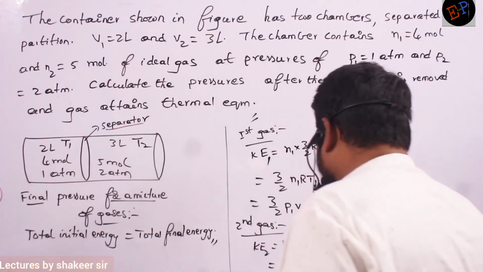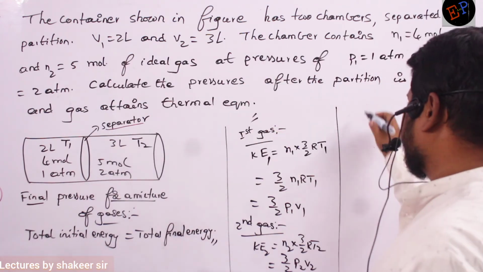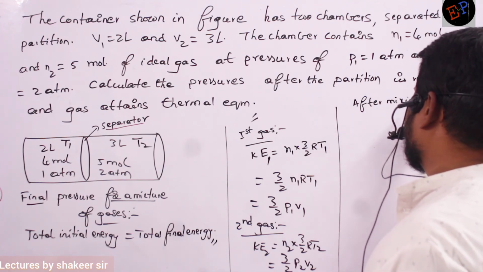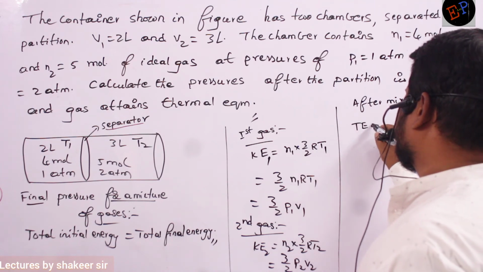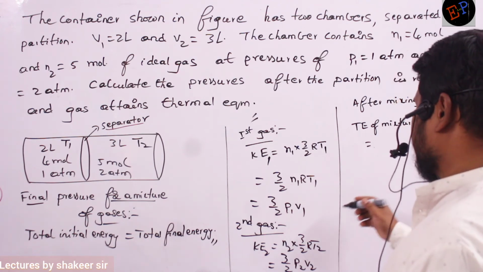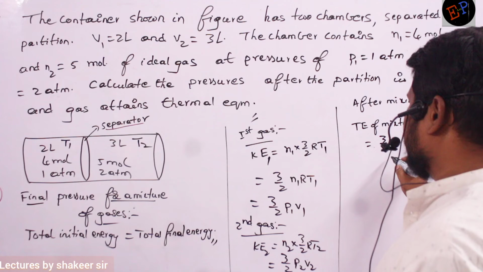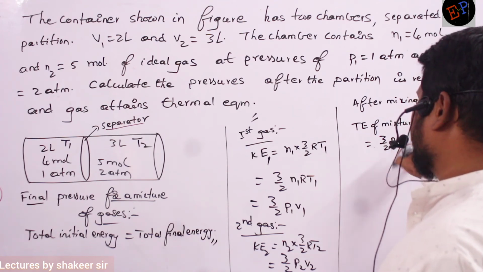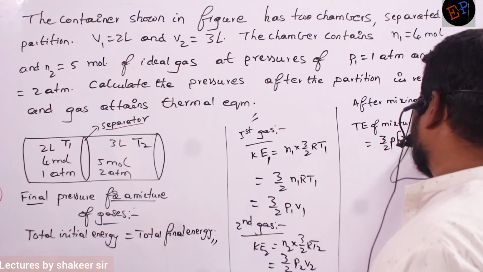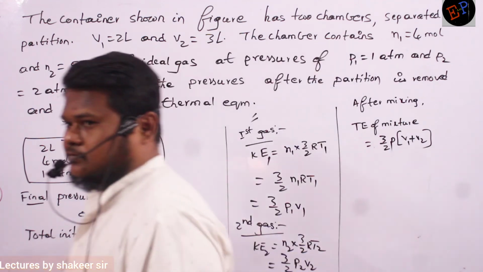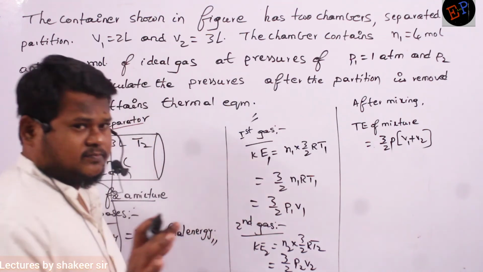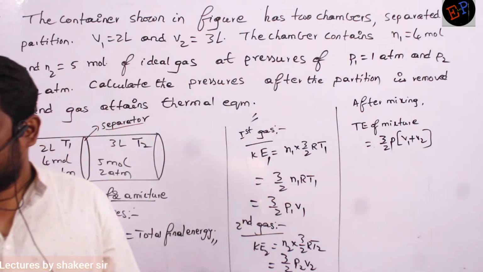Now after mixing, means after removing this separator, after attaining equilibrium, the total energy of the mixture of gases, I can write it is 3 by 2. There will be a common pressure P. Are you able to understand? And there will be a total volume of V1 plus V2. Can I write like this? Energy I can write in terms of 3 by 2 PV, no? Energy can be written in terms of 3 by 2 PV.